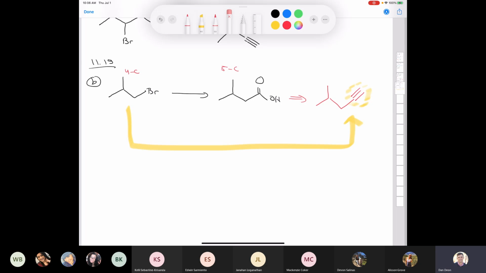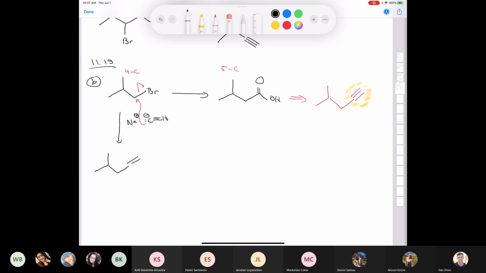So that's what we're going to do. We're going to treat it with sodium acetylide, which you can just assume is a reagent. That would do an SN2 reaction like this, and that would give us the desired alkyne. Like this. So now we've got 1, 2, 3, 4, 5, 6 carbon atoms in the molecule. So now we do the ozonolysis.